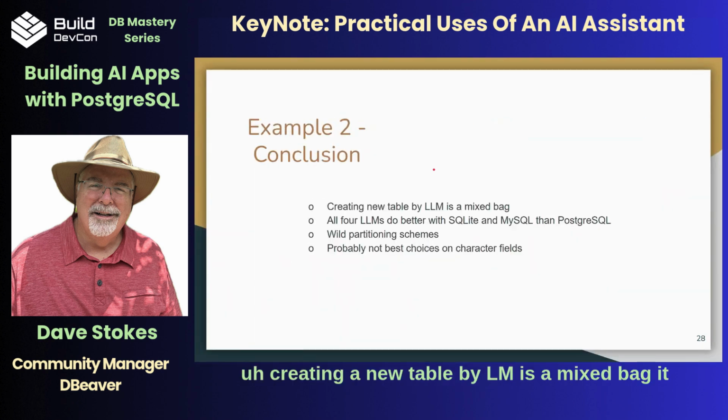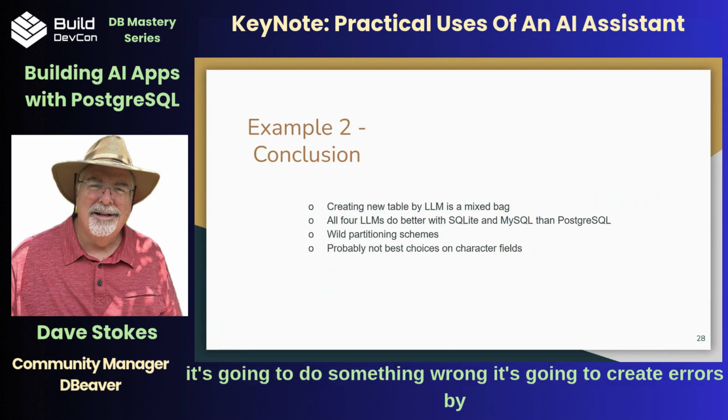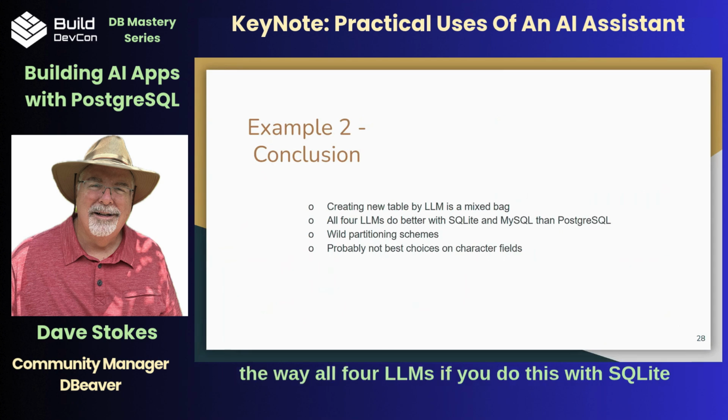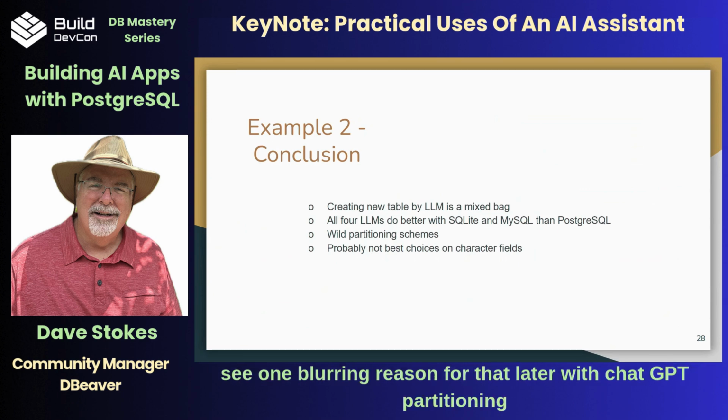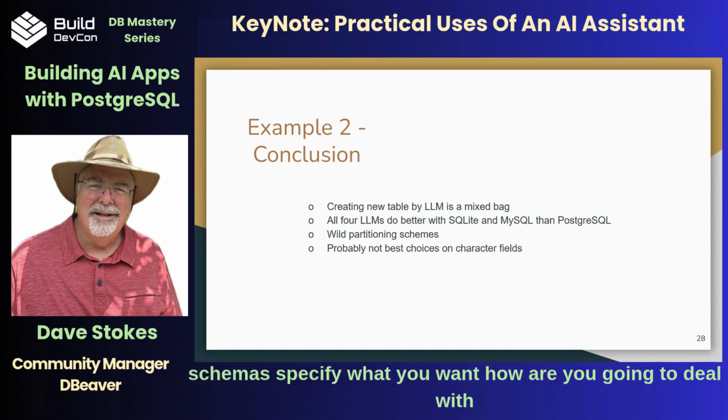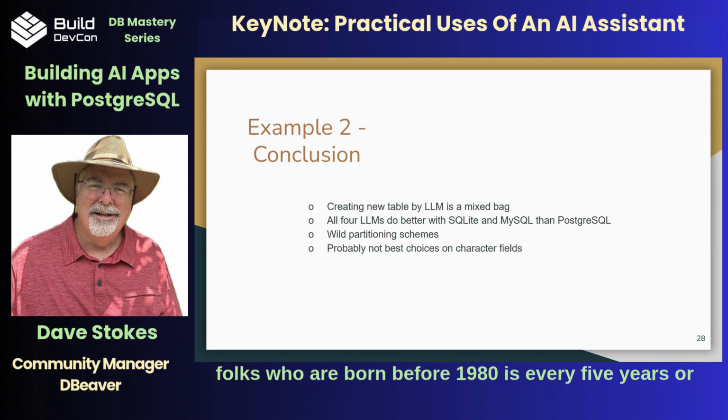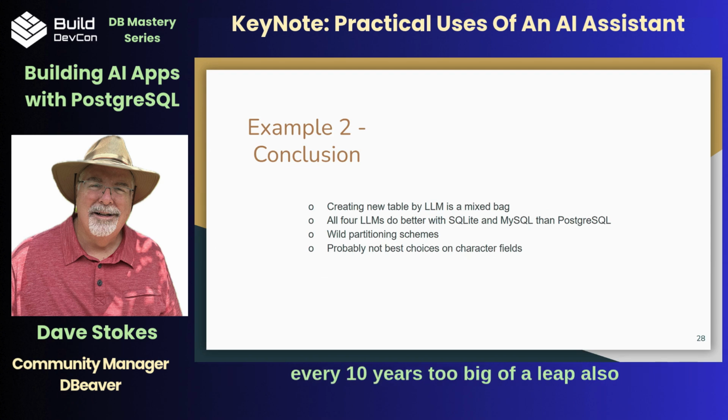So creating a new table by LLM is a mixed bag. Sometimes it knows what it's doing. Other times it's going to do something wrong. It's going to create errors. By the way, all four LLMs, if you do this with SQLite or MySQL, give you much better results than Postgres. You'll see one glaring reason for that later with ChatGPT. Partitioning schemas, you probably want to specify what you want. How are you going to deal with folks who are born before 1980? Is every 5 years or every 10 years too big of a leap?